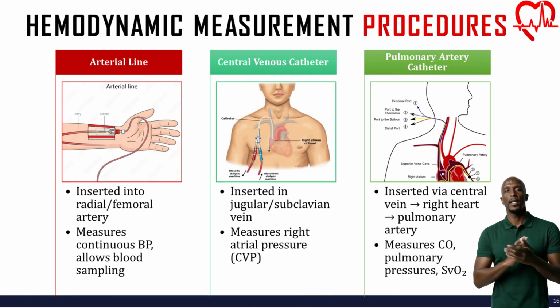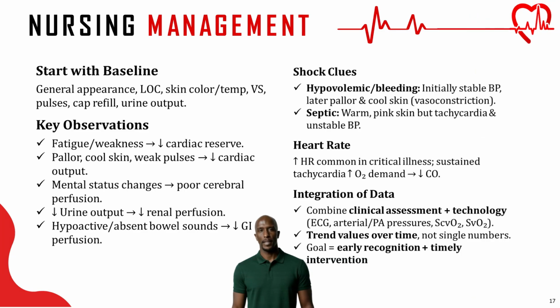Arterial lines inserted into radial or femoral arteries provide continuous blood pressure monitoring and allow for blood sampling. Central venous catheters placed in jugular or subclavian veins measure right atrial pressure. Pulmonary artery catheters inserted via central veins into the right heart assess cardiac output, pulmonary pressures, and mixed venous oxygen saturation.